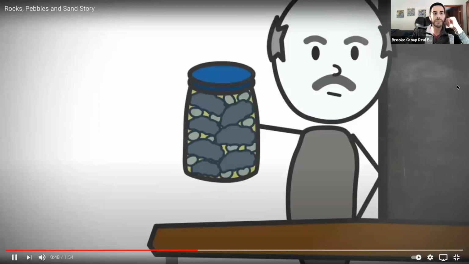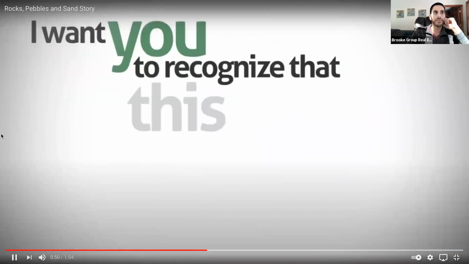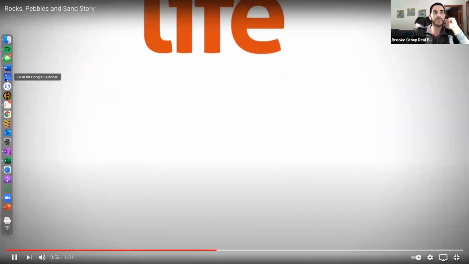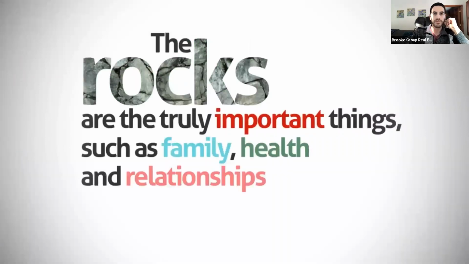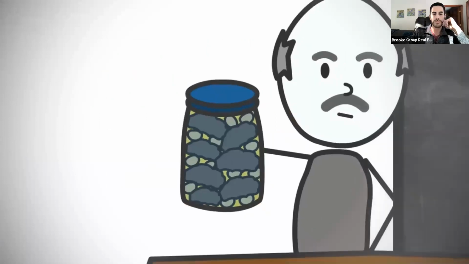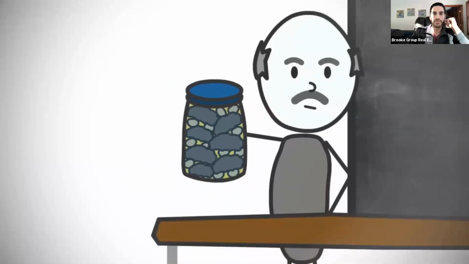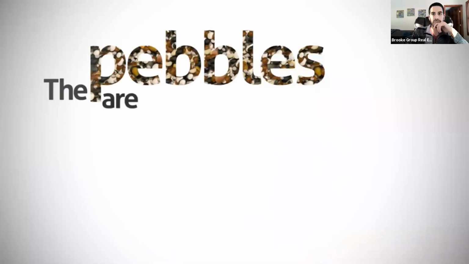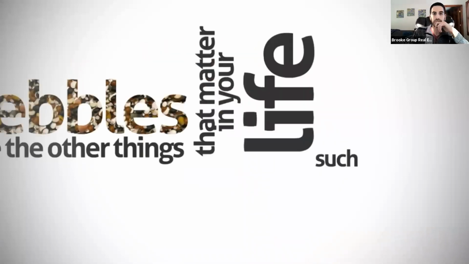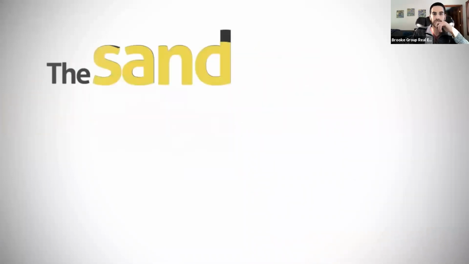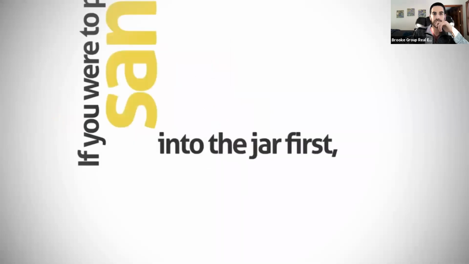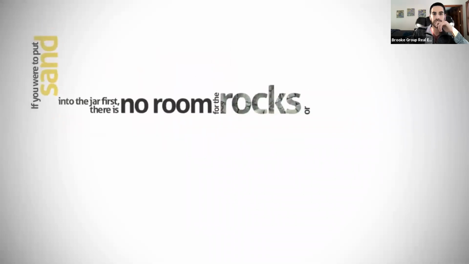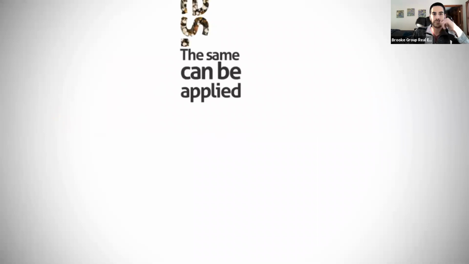Now, said the professor, I want you to recognize that this jar signifies your life. The rocks are the truly important things, such as family, health, and relationships. If all else was lost and only the rocks remained, your life would still be meaningful. The pebbles are the other things that matter in your life, such as work or school. The sand signifies the remaining small stuff and material possessions. If you were to put sand into the jar first, there is no room for the rocks or the pebbles. The same can be applied to your lives.